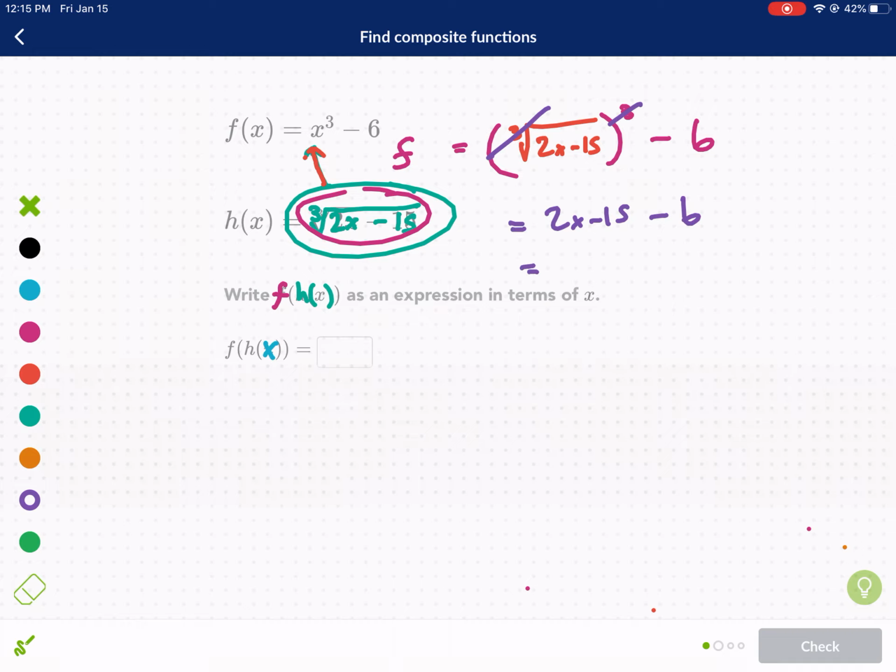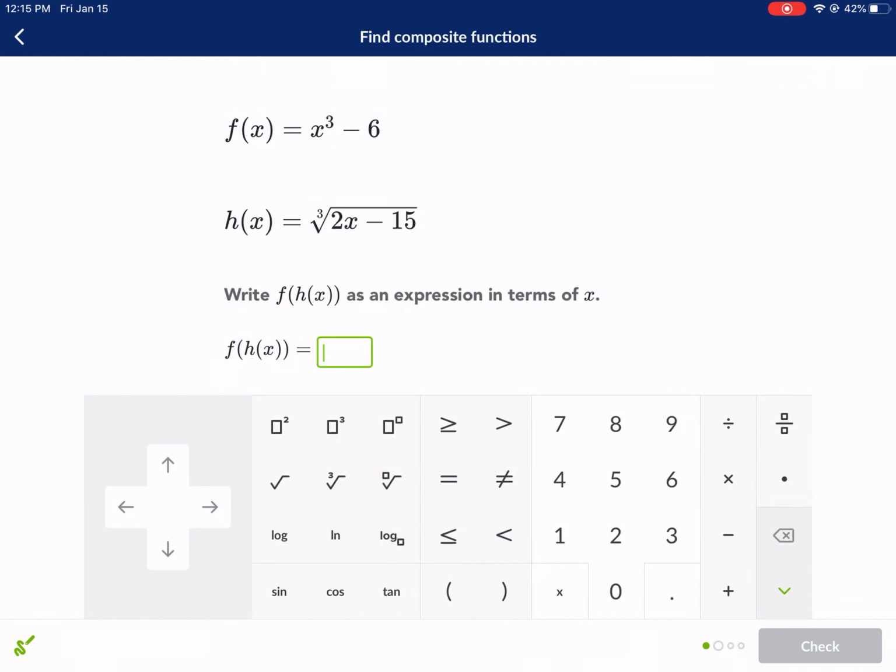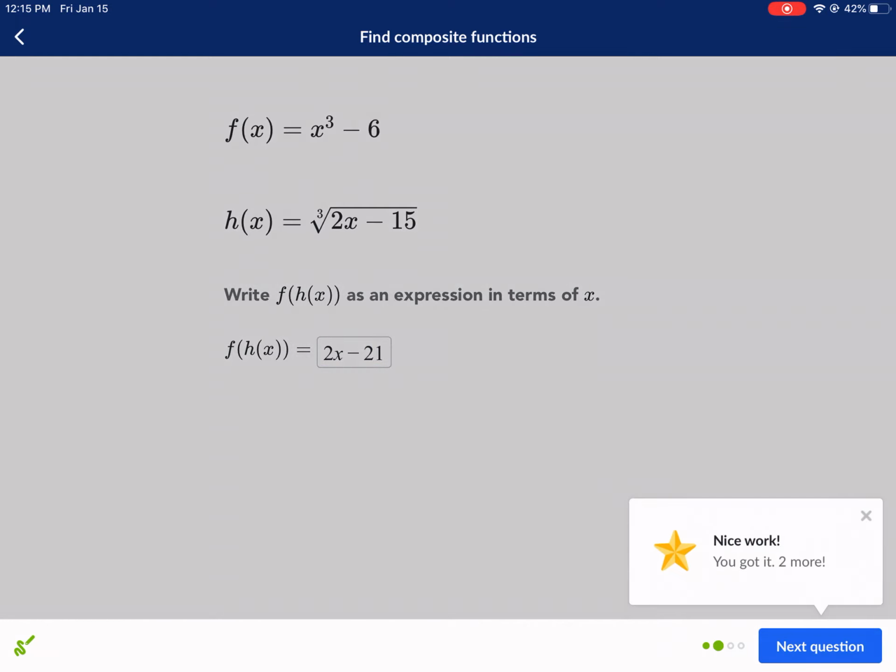So we have 2x minus 15 minus 6. That's 2x minus 21. And that should be our answer. 2x minus 21. Not 221. Let's check that out. And it's good.